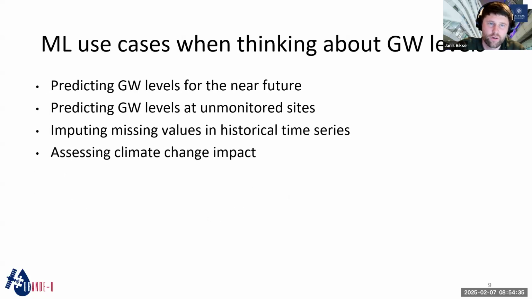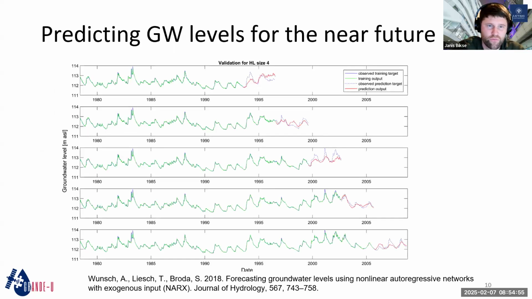And we are thinking about where we can use this kind of approach when using machine learning to model groundwater levels. We can predict future or far future levels, predict at unmonitored sites, impute missing values, and assess, for example, climate change impact. So, a few examples from the literature.